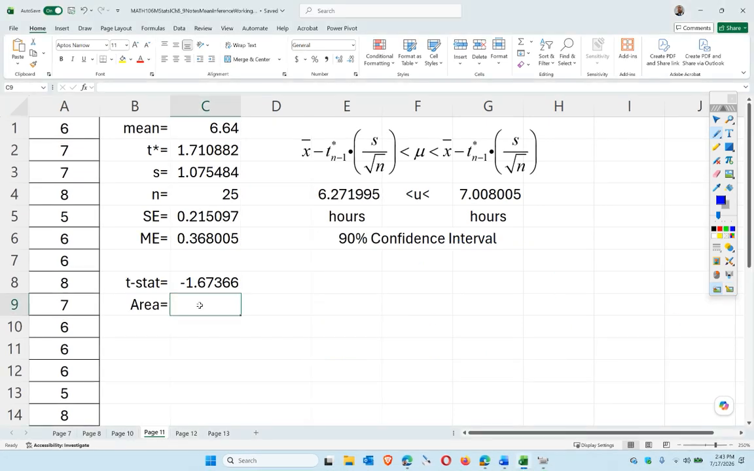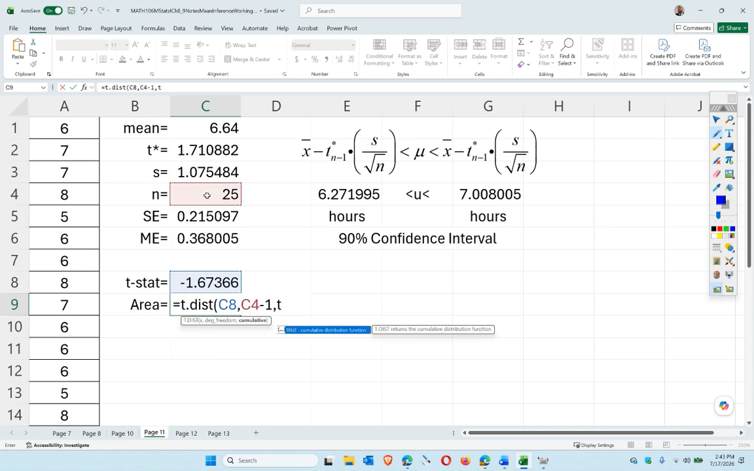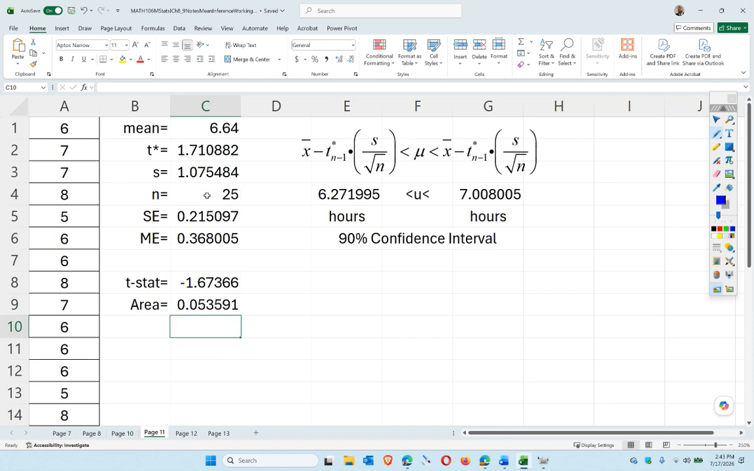Okay, all right, so T.DIST, right, we're going to click on that, with the t-stat, minus the degrees of freedom, which is n minus 1, and true. So that is our area, which is also the p-value.